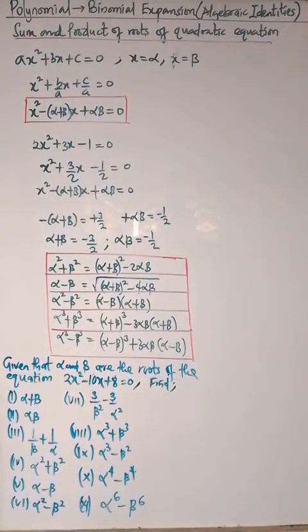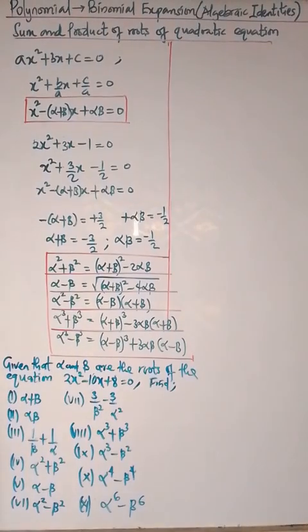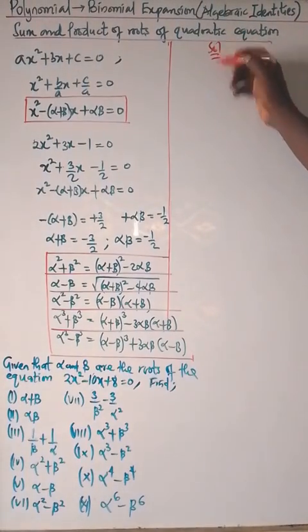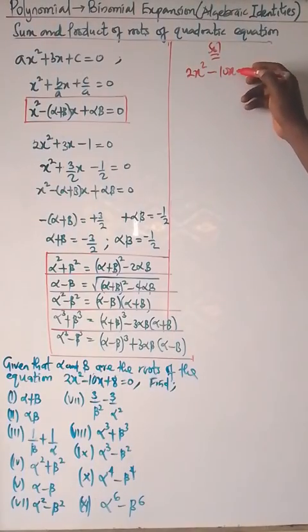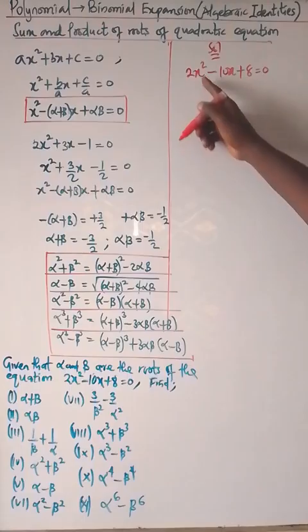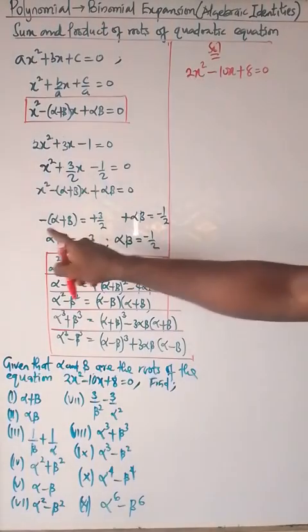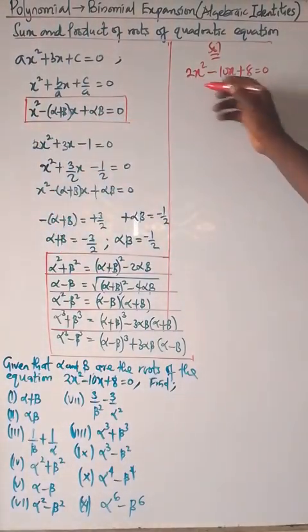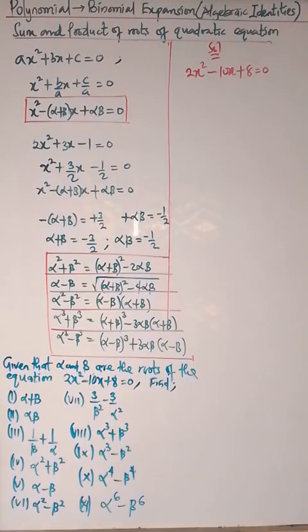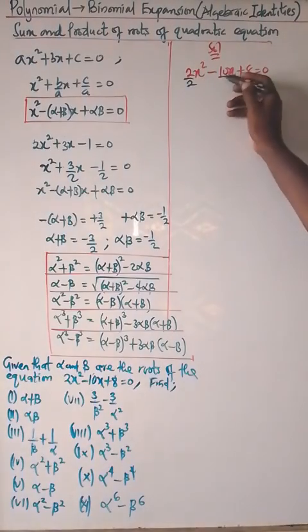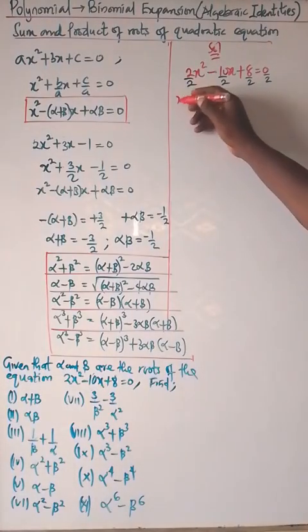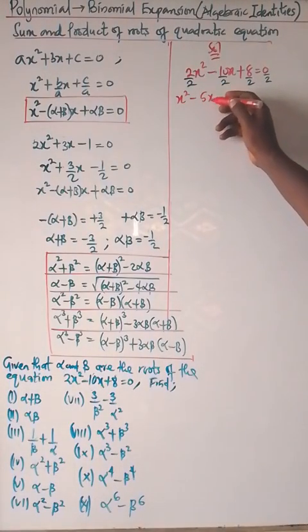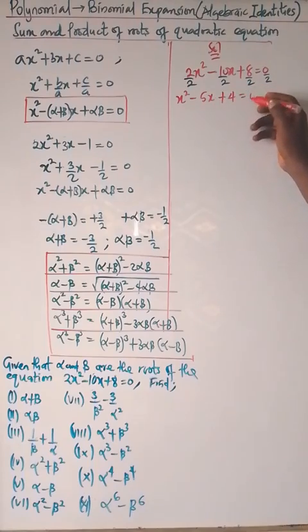So let's start step by step. With this question, I think this is enough example. Now, solution. The first thing to do, we have the equation 2x squared minus 10x plus 8 equals 0. The coefficient of x squared must be 1, like what we have here. So divide through by 2. If we divide through by 2, we'll be having x squared minus 5x plus 4 equals 0.